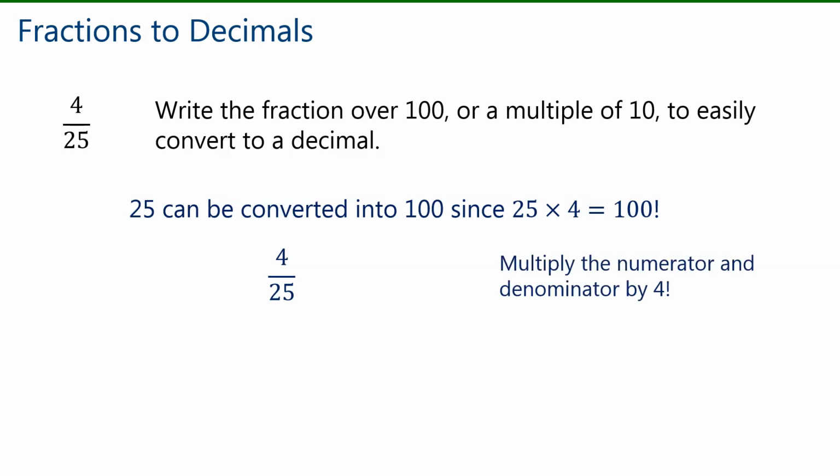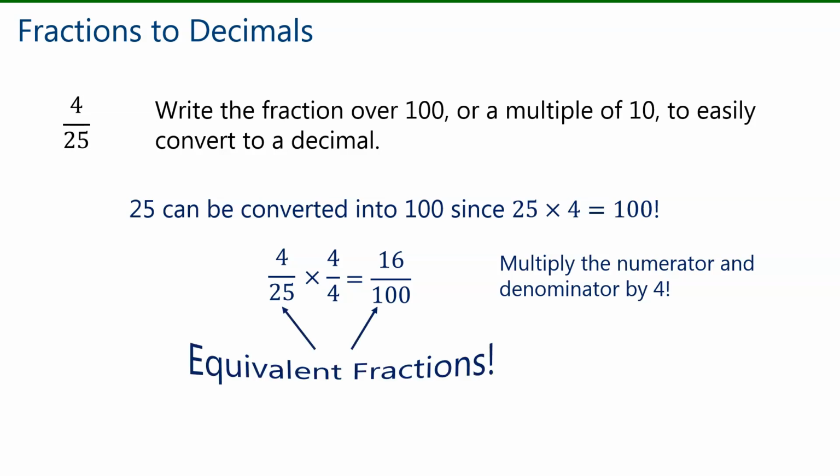Now when we do that, we need to multiply the numerator and the denominator by 4. So when I multiply, I get 16 over 100. I just multiply the two numerators, 4 times 4 to get 16, and the two denominators, 25 times 4, which is 100. Now what I created here are in fact equivalent fractions, because multiplying by 4/4 didn't actually change the fraction, since 4/4 is really 1. So since I multiply by 1, I've kept it the same. So they are equivalent.